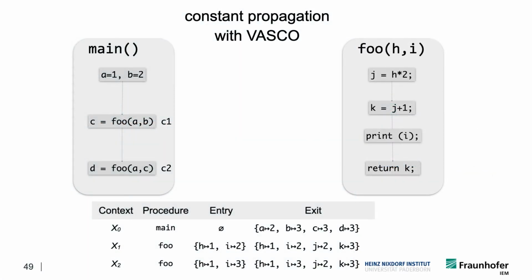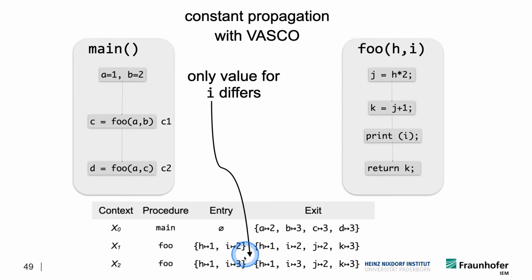So remember when we talked about VASCO, I showed you this particular example here, right? Where we wanted to summarize the effects of calling this callee procedure here. And we had different call sites where, in fact, the value i here had different valuations at different call sites, right? So at the one, we have the value 2, and at the other one, we have the value 3. So we really only have the difference in this value.